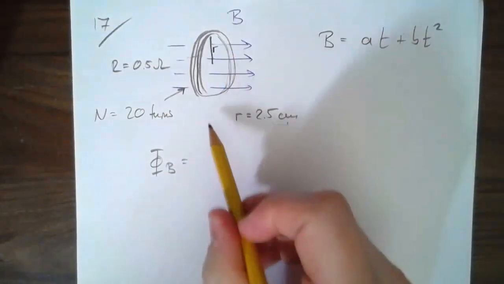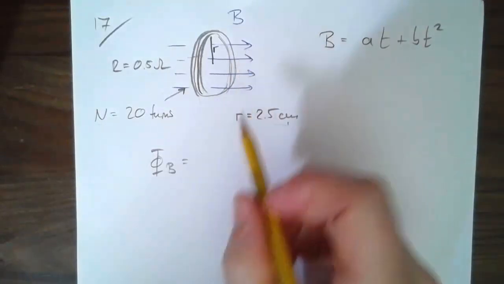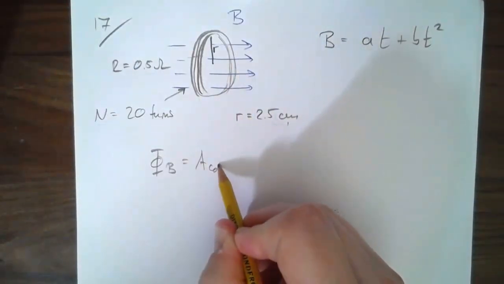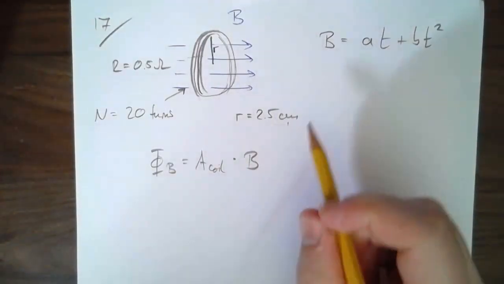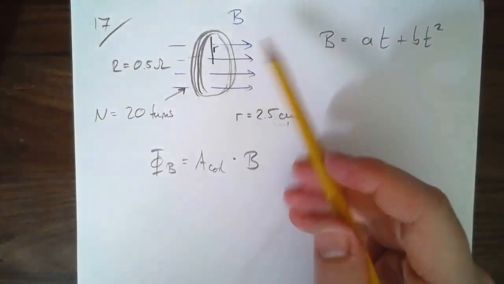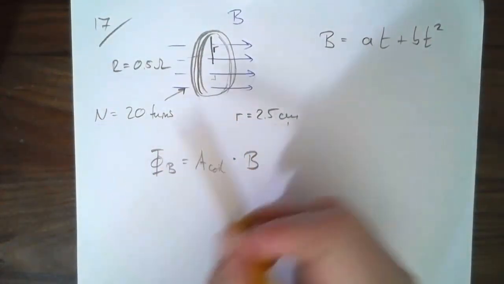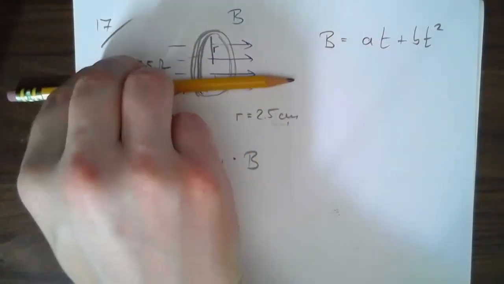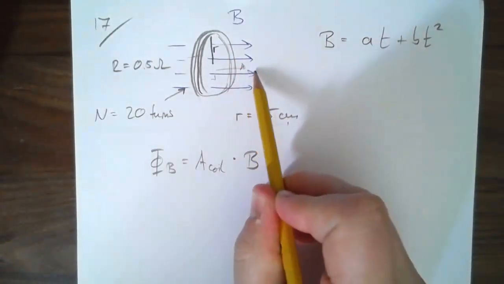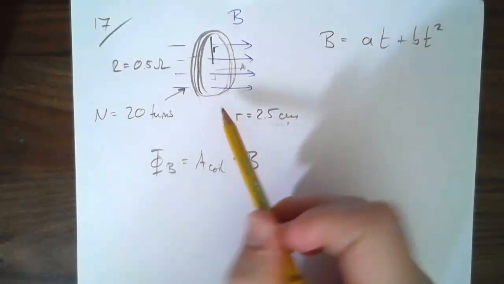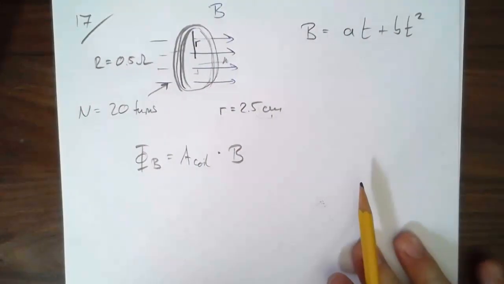Well, it's going to be the area of the coil times the magnetic field. There's no angle involved because the sine of 90 is 1, or the cosine of 0, strictly speaking, right? My flag sticks out this way. The angle between those is 0. The cosine of 0 is 1. So I don't have to worry about the angle. That's nice.